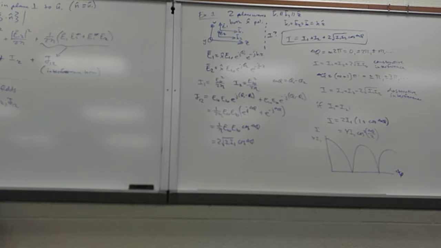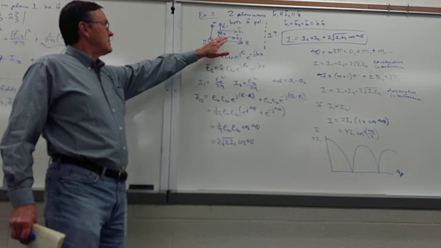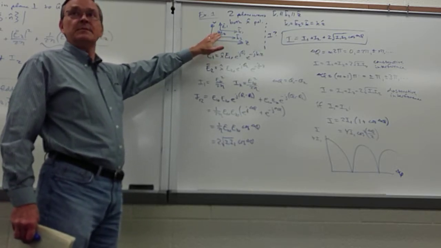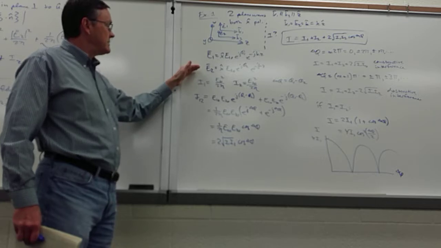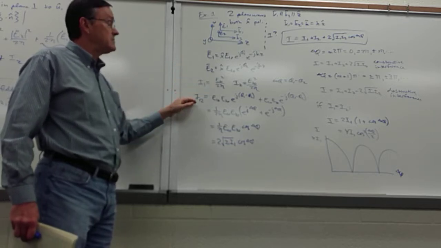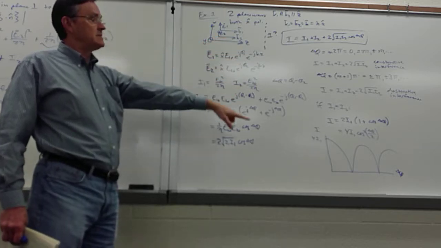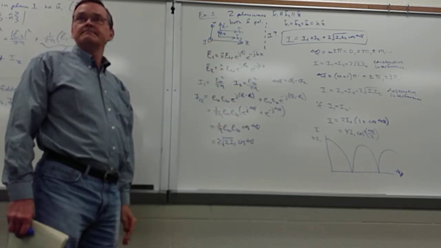Are we good with this example? See how it works out? I like to draw things out just to make it clear. But it's always: write down the fields, calculate I1, I2, and J12, add them together, and then just see what it means. That's it.